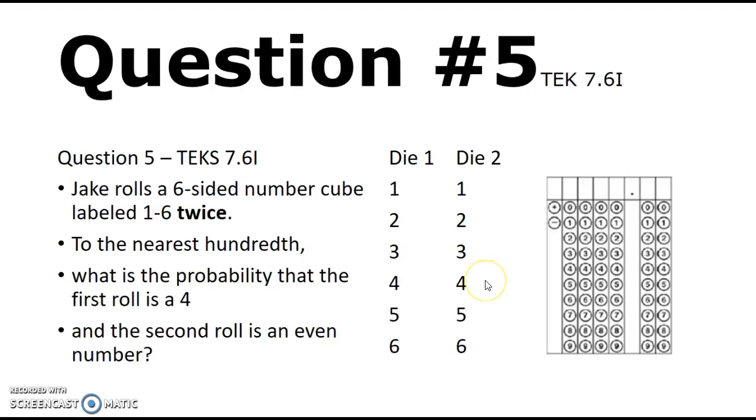Question number 5. Jake rolls a 6-sided number cube labeled 1 through 6 twice. To the nearest hundredth, what is the probability that the first roll is a 4 and the second roll is an even number? Please put your answer in the griddable.